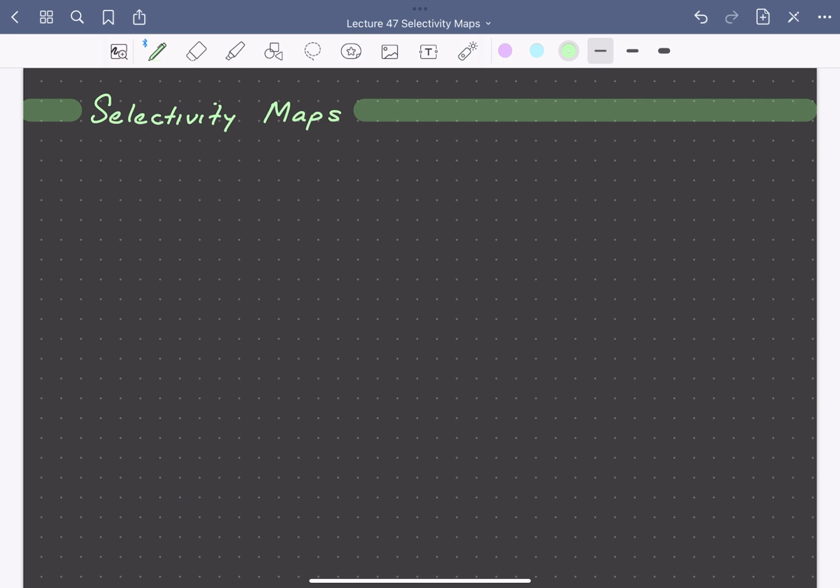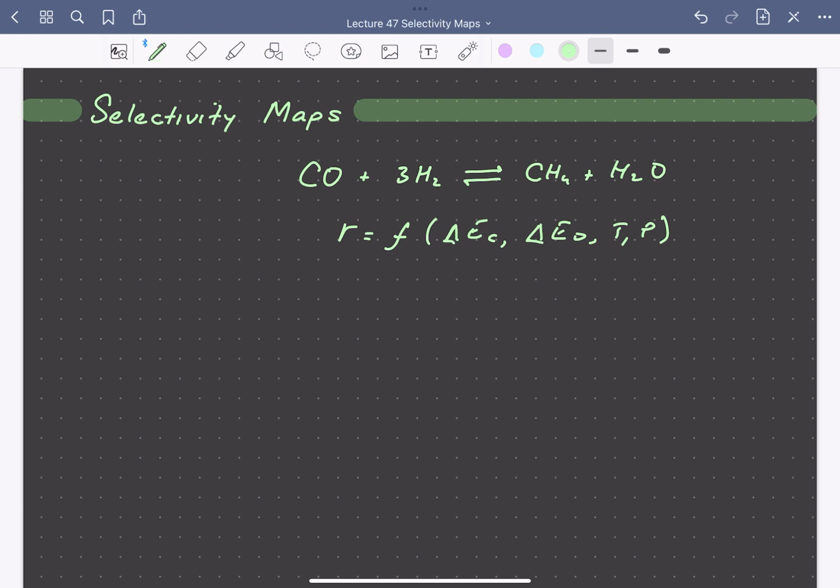In the last video, we looked at an activity map for CO hydrogenation to methane. Here, the rate was a function of two descriptors, the binding energies of carbon and oxygen. The reaction of CO and hydrogen over metal surfaces, however, can produce many different products. This is where this combination of CO and hydrogen gets its name, syngas or synthesis gas, because so many different molecules can be made from it. So here let's just consider two others, methanol and ethanol.